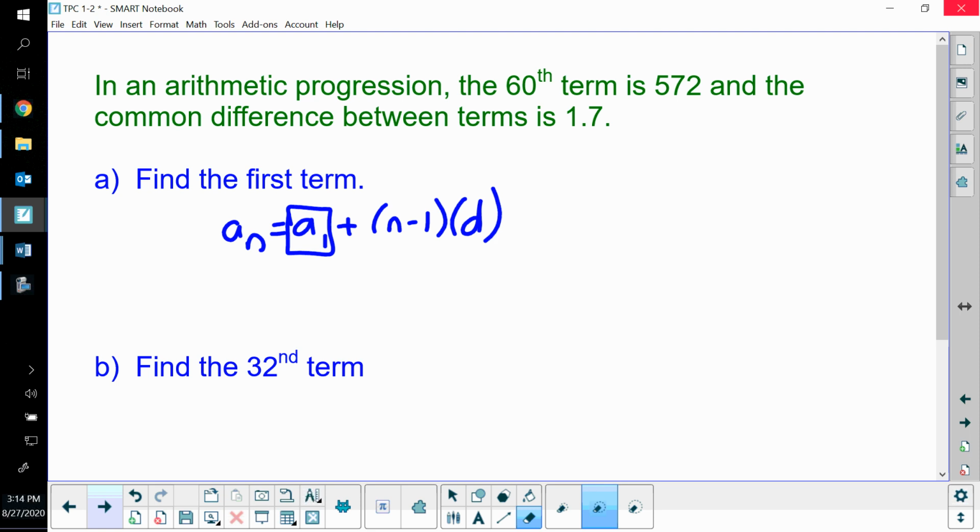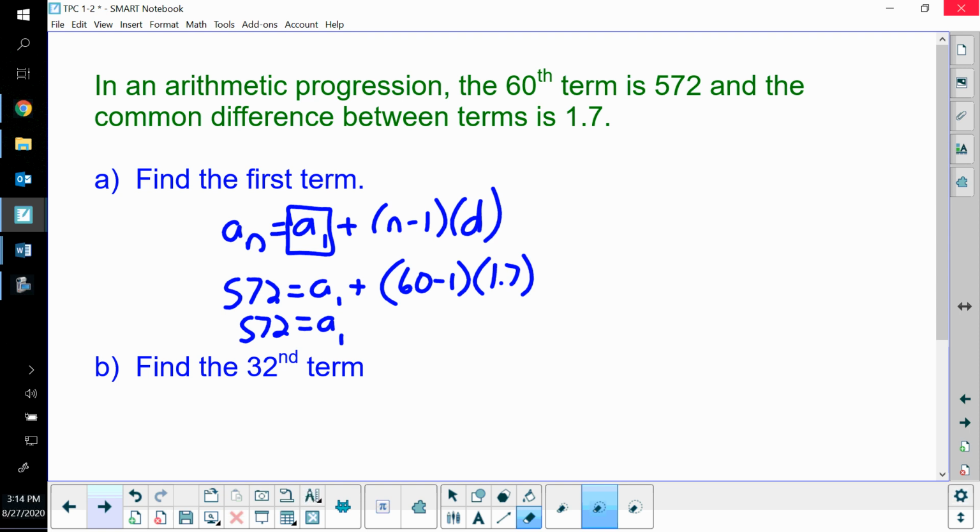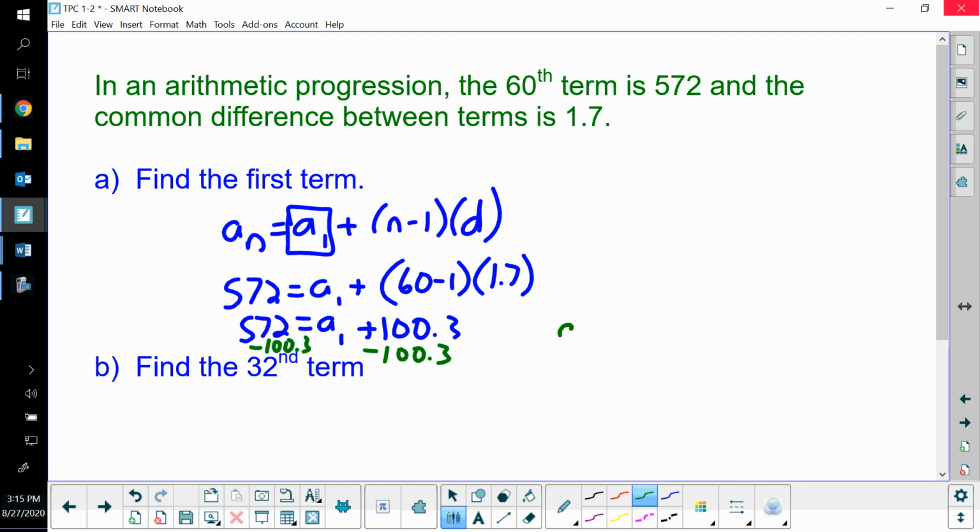The value of the term we're working with is our AN. So that's the 572. N is the spot number, so 60. And then our D, they said, was 1.7. And now we'll just do a little equation solving. If we type in that part to our calculator, we'll get 100.3. We can subtract that 100.3 over. And that would tell us that A1 is 471.7.